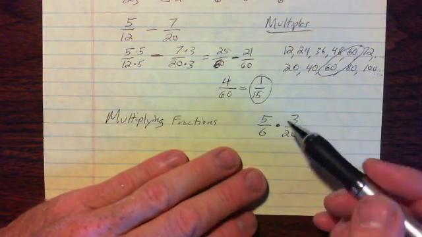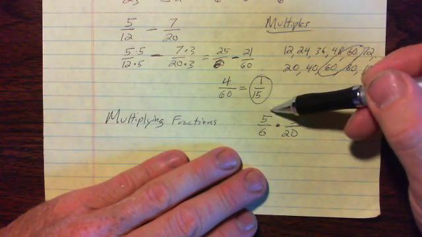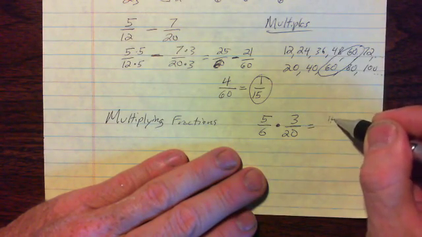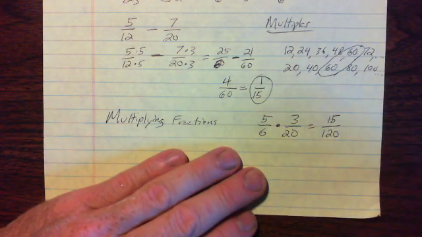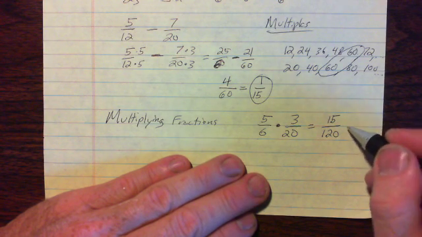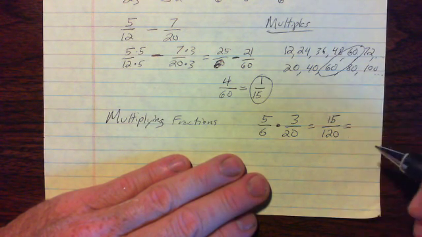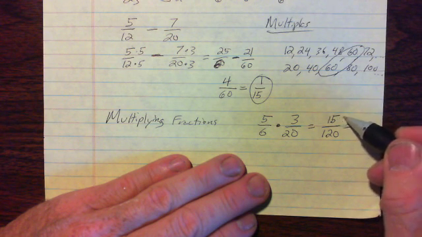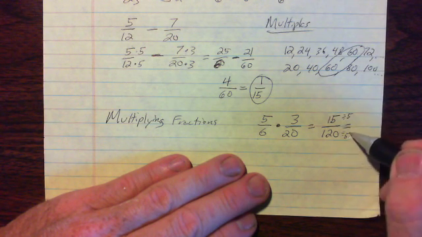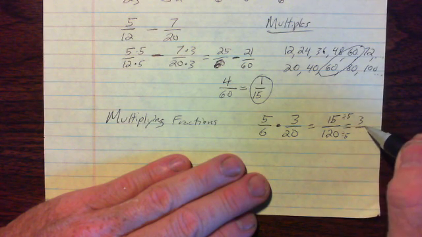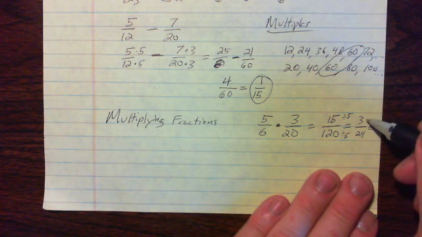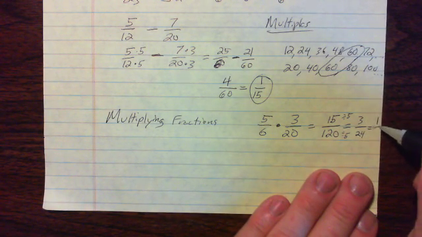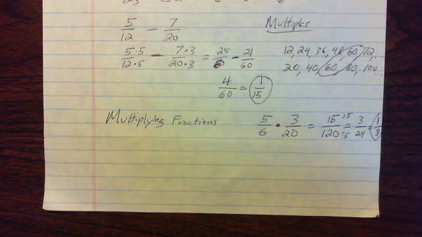Okay. Well, the way you multiply fractions is you multiply the tops together. So 5 times 3 is 15, and you multiply the bottoms together. 6 times 20 is 120. And then we would want to reduce this. So 5 goes into top and bottom. If I divide the top and bottom by 5, I get 3 over 24. But then if I reduce again, we divide the top and bottom by 3, you get 1 over 8. So 1 over 8.